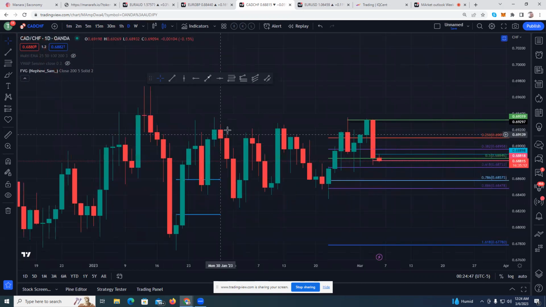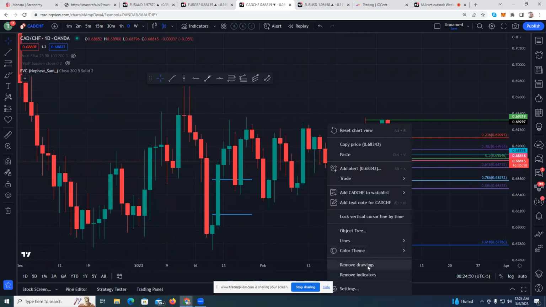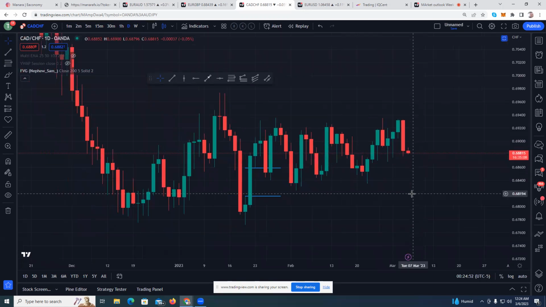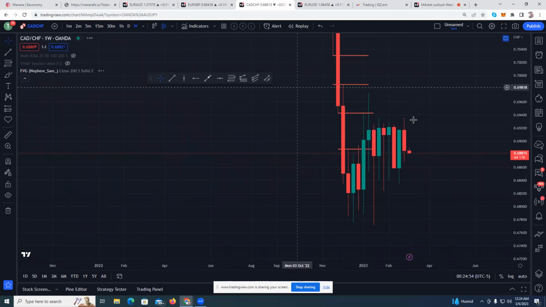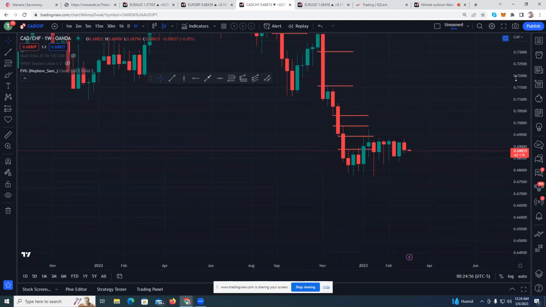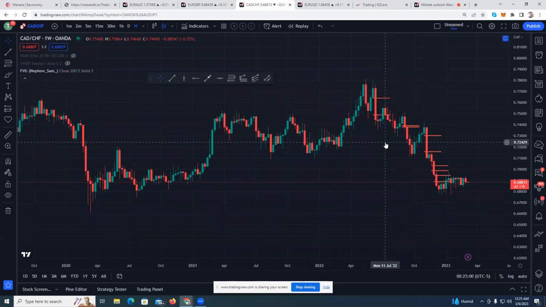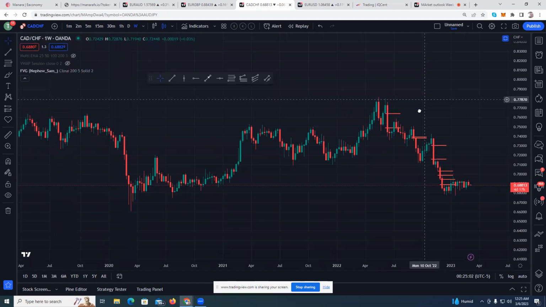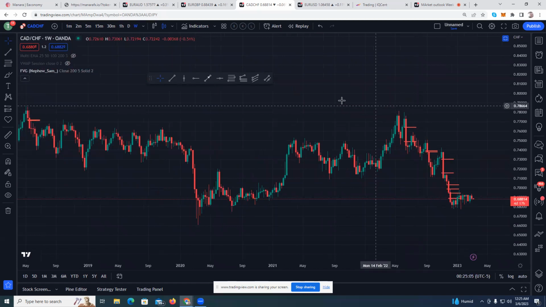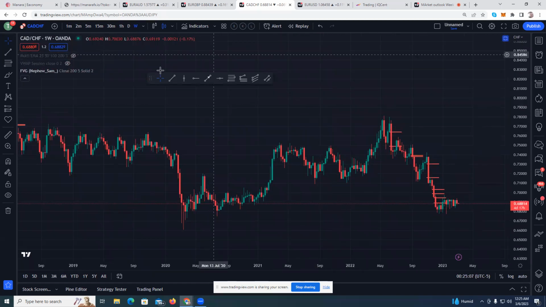All right, so just get rid of the drawings I got on. So real quick, before we get into the data and catch up, let's take a look at the weekly, okay? Before we get started, I always do a top-down analysis while analyzing and looking for potential trade ideas, right? So when I'm looking at CAD-CHF, this is what I'm seeing here, right?